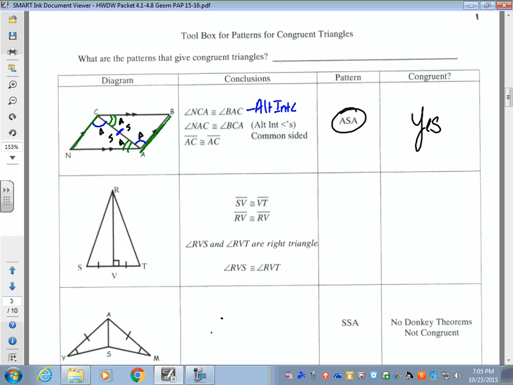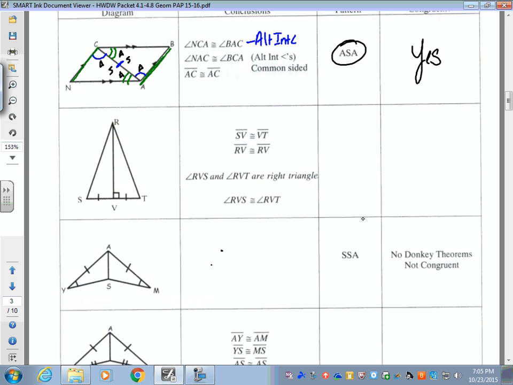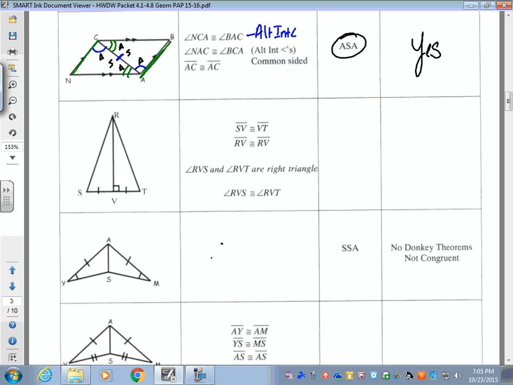So what I'm asking you to do here, and we're going to check over this and make sure you have an understanding of it in class, but for those of you who want to get ahead, is to take your conclusions, mark them, and also mark known facts. Known facts are commonly vertical angles, common sides or shared sides, and alternate interior angles.